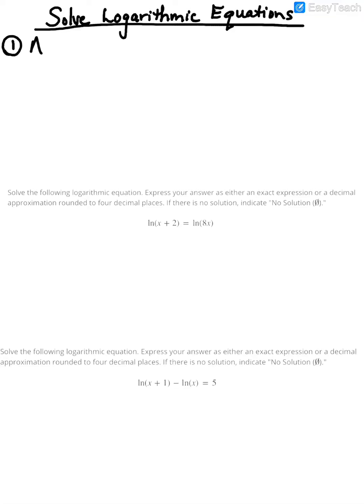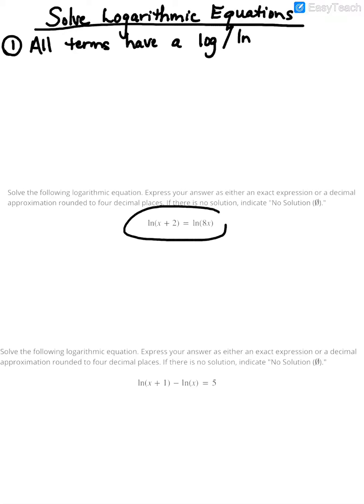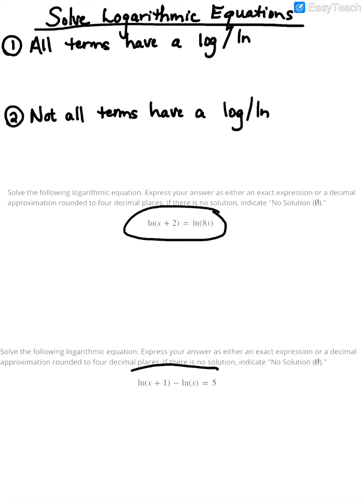So the first type, we say all terms have a logarithm, and it's either spelled L-O-G or L-N, just depending on the problem. If you look at my examples here, this would be an example where all terms have a log. The second type is where not all terms have a log, and again, whether it's log or a natural logarithm. If you look at my second example, that is where not all terms have a log.